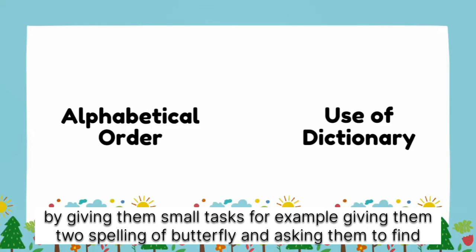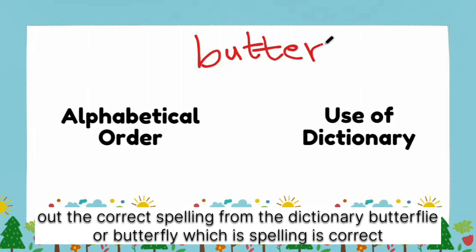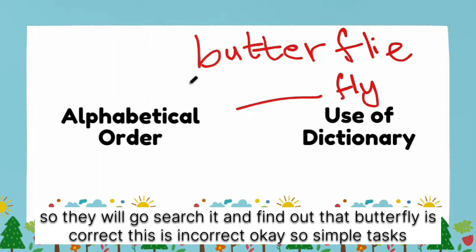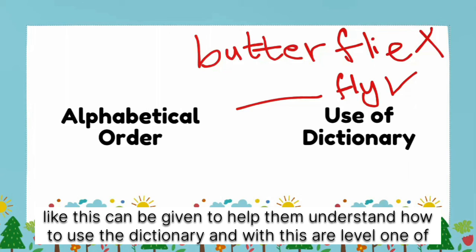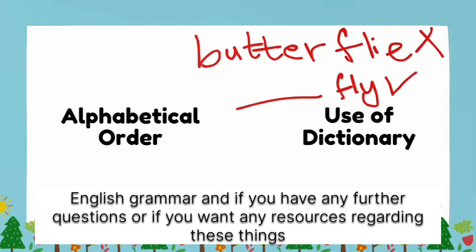For example, giving them two spellings of butterfly and asking them to find out the correct spelling from the dictionary. Which spelling is correct? So they will go search it and find out which one is correct and which is incorrect. Simple tasks like this can be given to help them understand how to use the dictionary. And with this, our level 1 of English grammar ends.